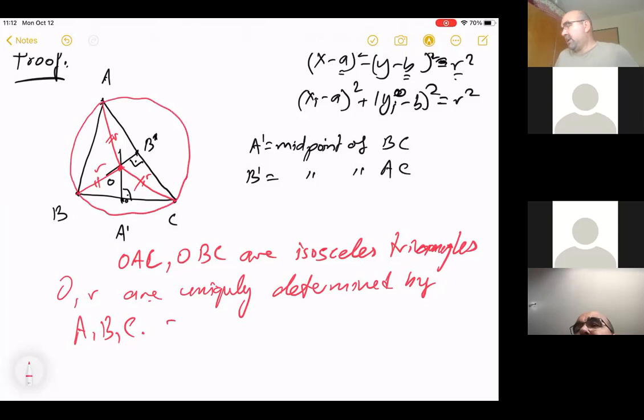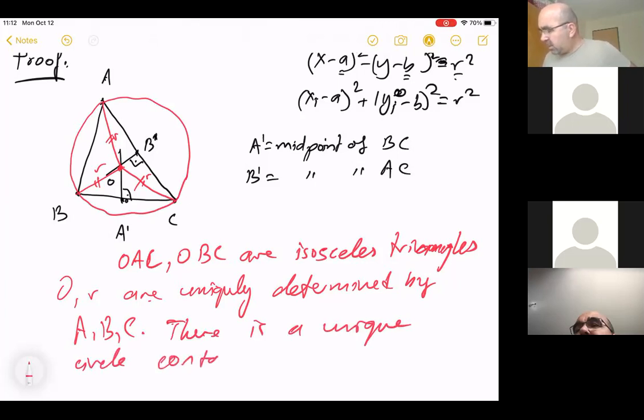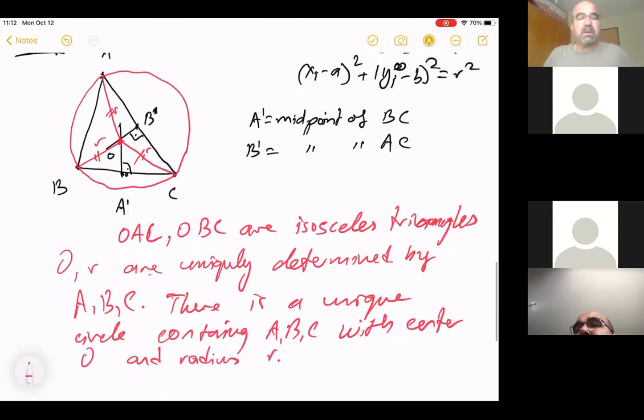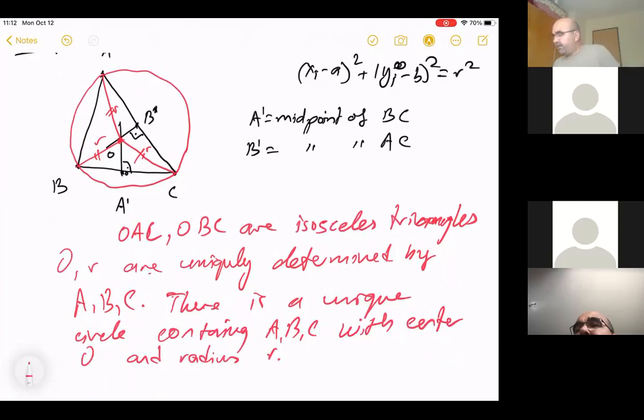Okay, draw something like this. So there is a unique circle containing A, B, C with center O and radius R. So these 3 points determine a circle.